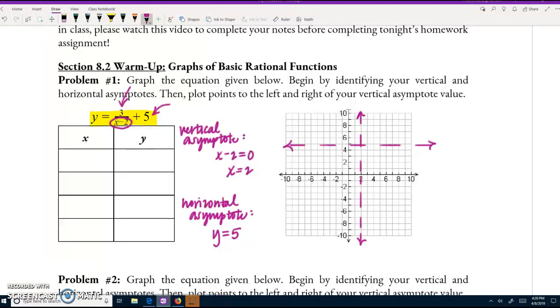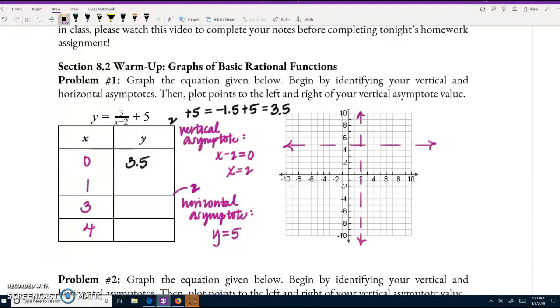So what I like to do is to pick 2 points above my vertical asymptote of 2 and 2 points below. So for me, that might be 0, 1, 3, and 4. But I could pick further to the right and further to the left if I wanted as well. So now I want to go ahead and plug those values in to my function. So when I plug 0 in, I'll have 3 over negative 2 plus 5, which is going to give me negative 1.5 plus 5, or 3.5. So that's going to be this y value.